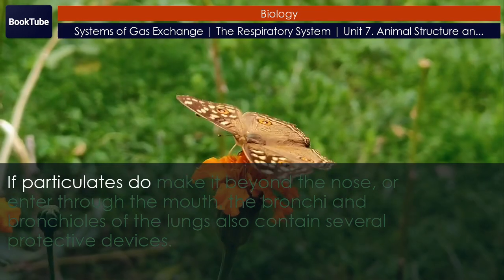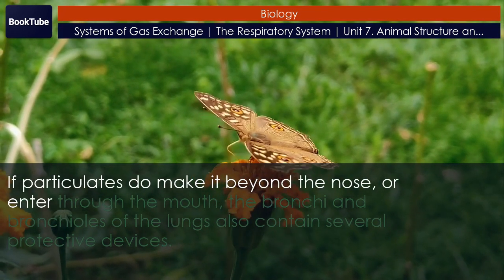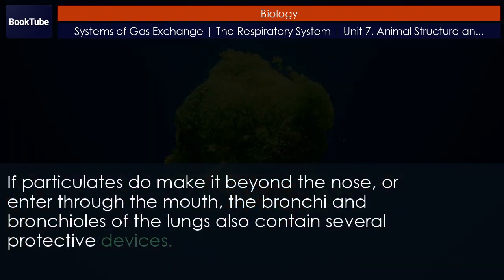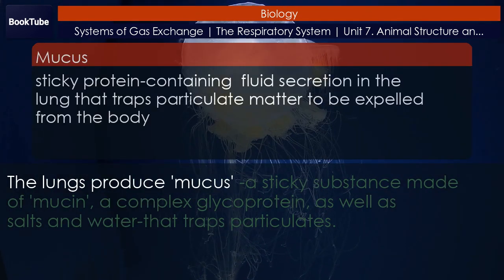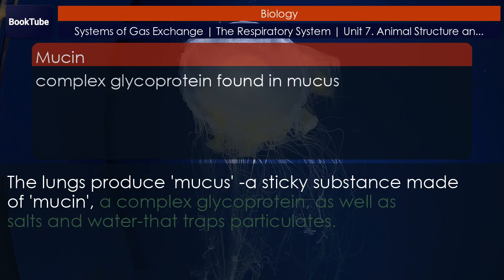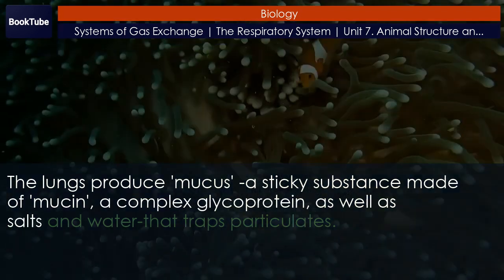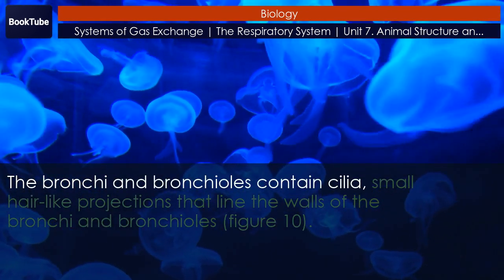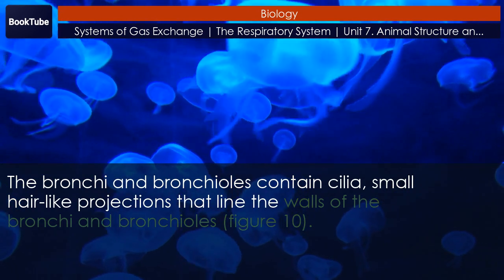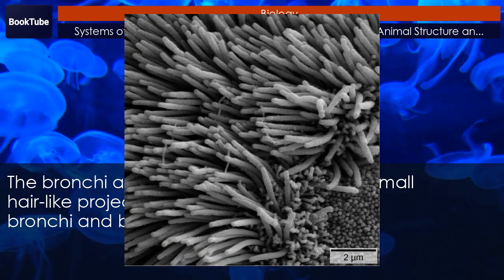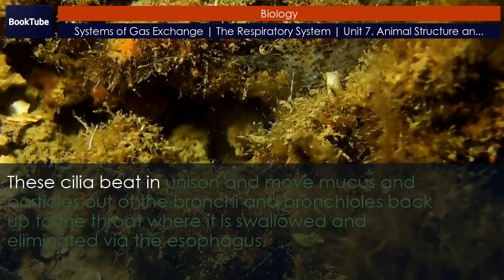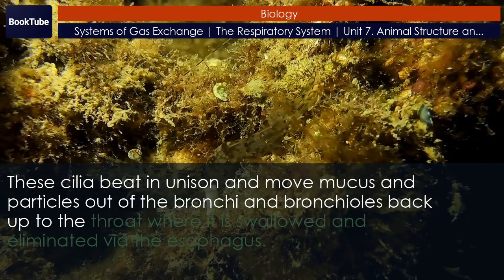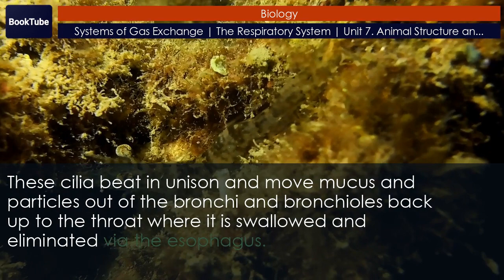If particulates do make it beyond the nose, or enter through the mouth, the bronchi and bronchioles of the lungs also contain several protective devices. The lungs produce mucus, a sticky substance made of mucin, a complex glycoprotein, as well as salts and water that traps particulates. The bronchi and bronchioles contain cilia, small hair-like projections that line the walls of the bronchi and bronchioles. Figure 10. These cilia beat in unison and move mucus and particles out of the bronchi and bronchioles back up to the throat, where it is swallowed and eliminated via the esophagus.